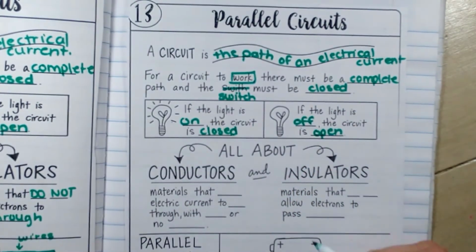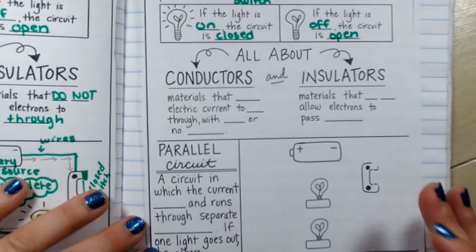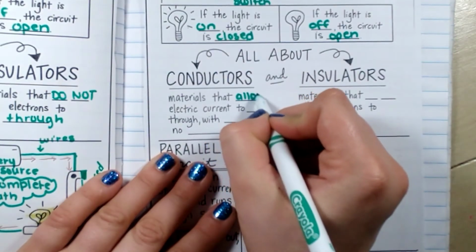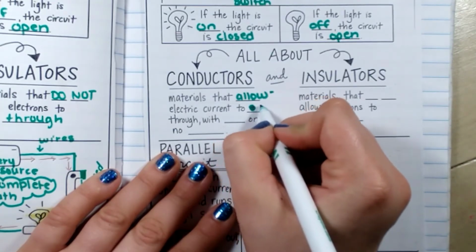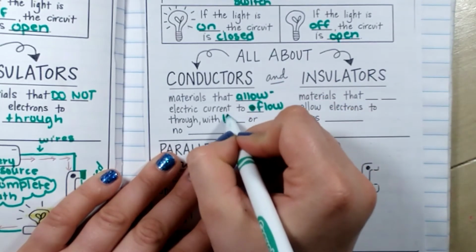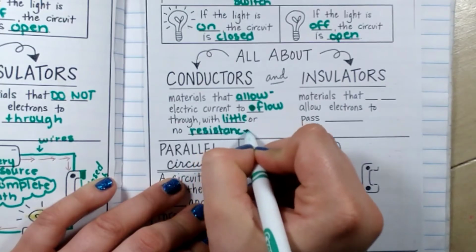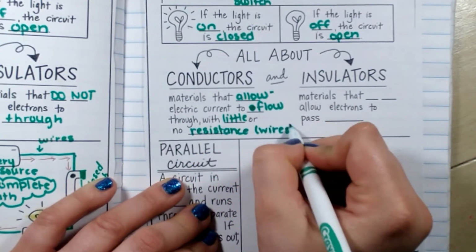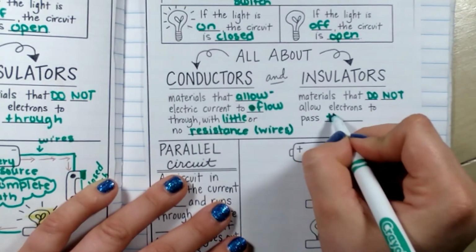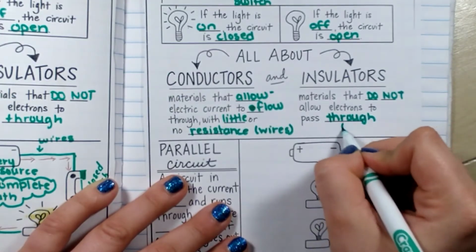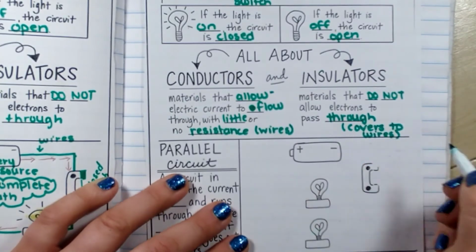And you're going to be given a lot of pictures like this, and you're going to have to know if it's on, it's closed. If it's off, it's open. Okay, and I'm going to write what we just did over here. Conductors are materials that allow electric current to flow through with little or no resistance. This is what they usually make the wires out of. Insulators are materials that do not allow electrons to pass through, and this is usually what they use for the covers to wires, so we don't get shocked.